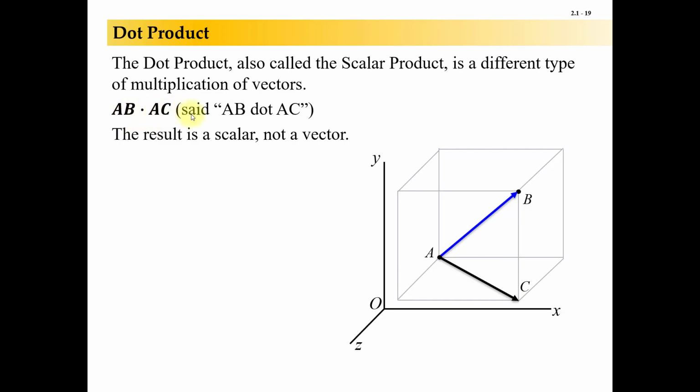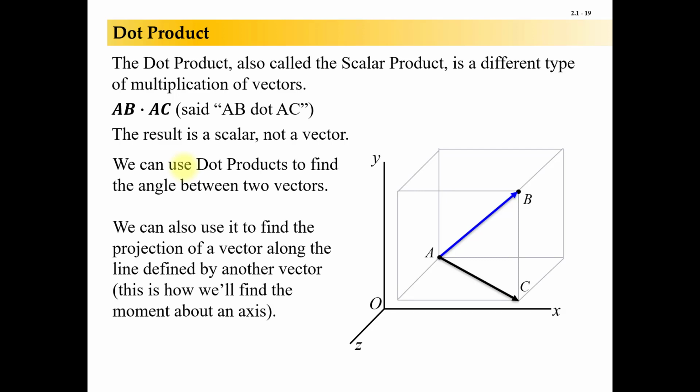You've got AB dot AC. The result is a scalar, not a vector, so it's just a number. And there are two different ways to calculate it, and we'll talk about that on the next slide. Two things you can do is find the angle between two vectors, which is of some use to us, but not a ton, but you can use it.